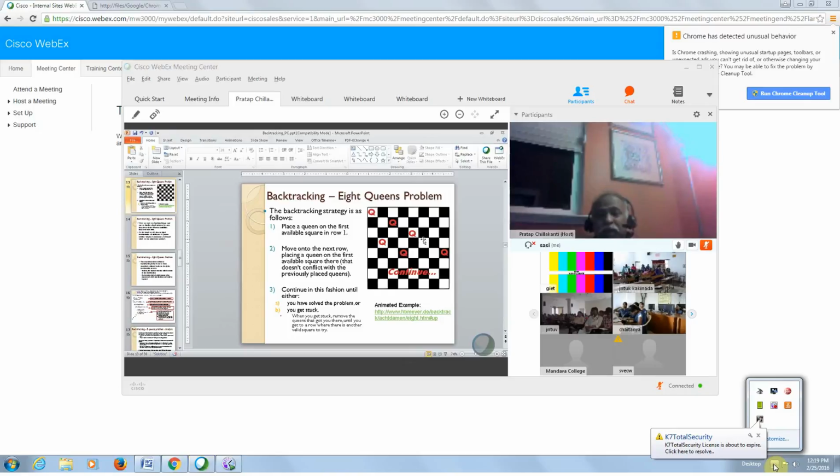You'll be tempted to say why not 7 next, but we always look for the first available thing by the time you come to row 4. Okay, continue like this until you have solved the problem or you get stuck.